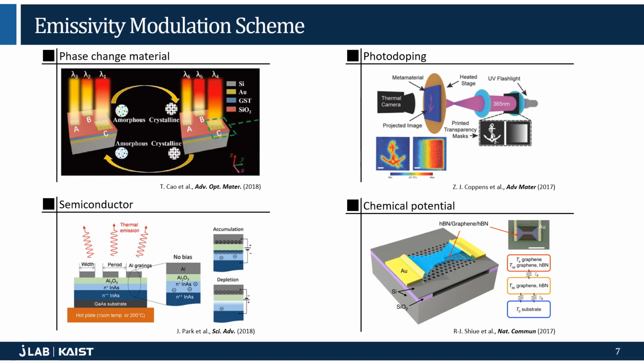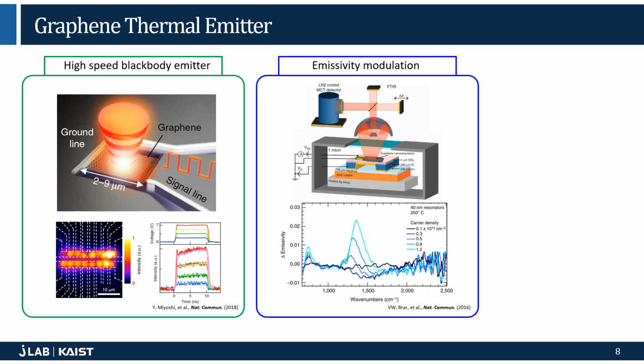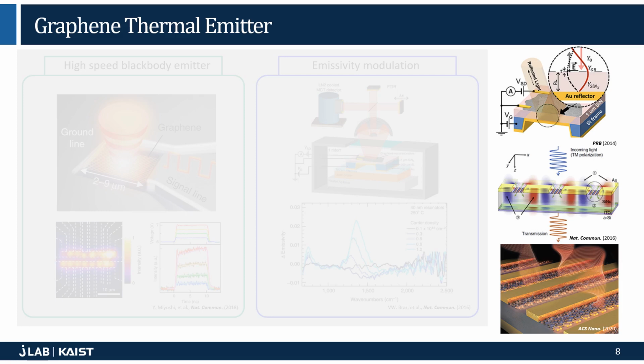To achieve the emissivity modulation, many different schemes have been proposed, such as phase changing materials, photodoping, and so on. But in our case, we chose another material, graphene. Graphene has already been applied to this area to realize a high-speed blackbody emitter and emissivity frequency spectrum modulation. So I think graphene is a really promising candidate to achieve our goals. And the other good reason to select graphene is that our group has already shown many mid-infrared active devices using graphene. So yeah, I think graphene is the best platform to achieve this goal.